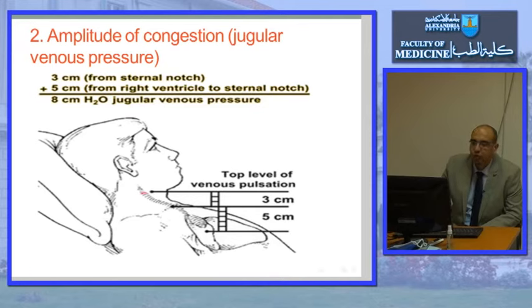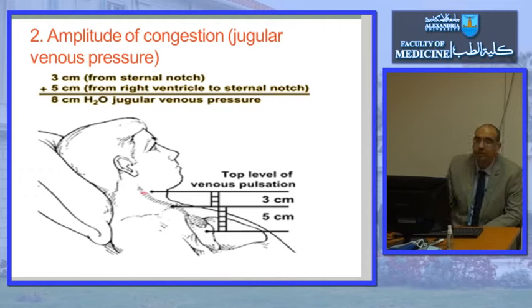If I found the congested neck vein was up to here, and then I measure on the ruler, it is about 5 centimeters, so it is 5 centimeters above the sternal angle, it is congested. And what is the exact pressure in the right atrium? 5 centimeters above and 5 centimeters below, so it is 5 plus 5, it is 10 centimeters inside the right atrium. It is in centimeter water.